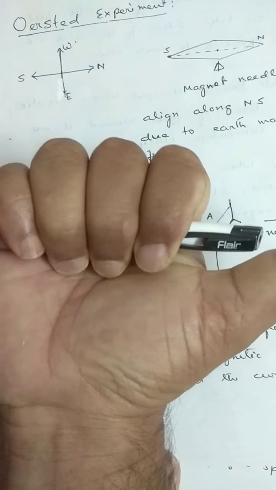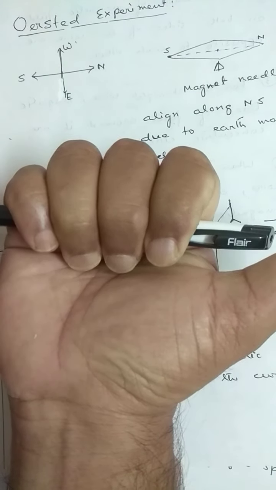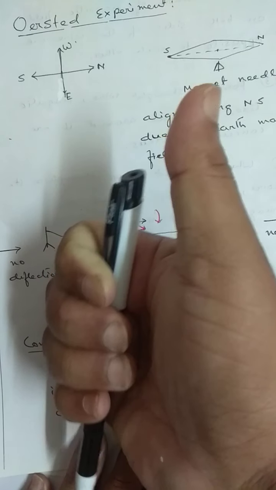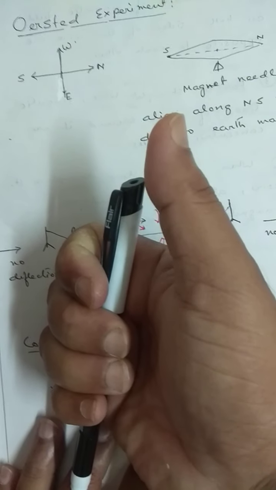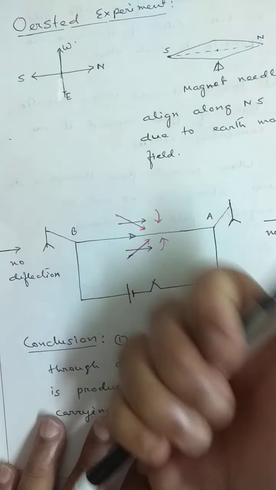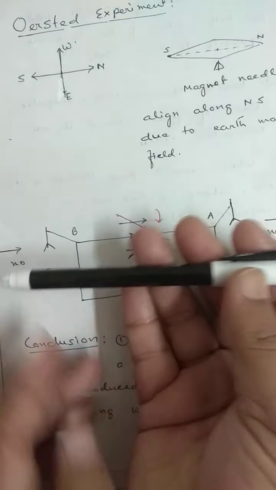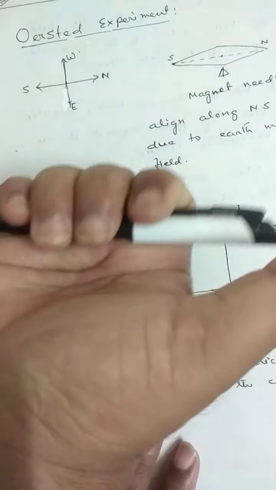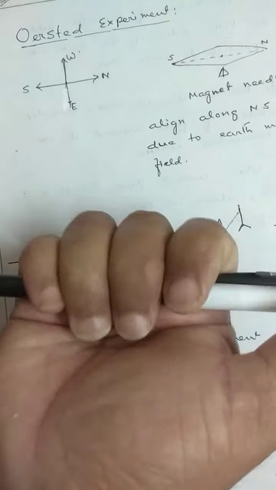Then, if the thumb directs the direction of current, the curl of the fingers represents the direction of the magnetic field. So if my needle, say this is the wire, and this is the direction, then what happens? If the thumb represents the direction of current, then the curl of the fingers gives the direction of the field.